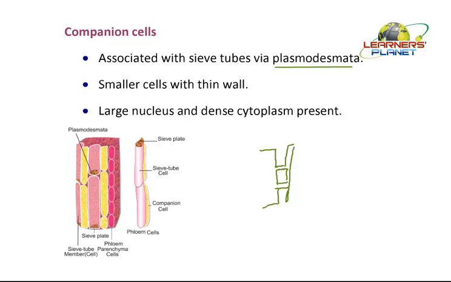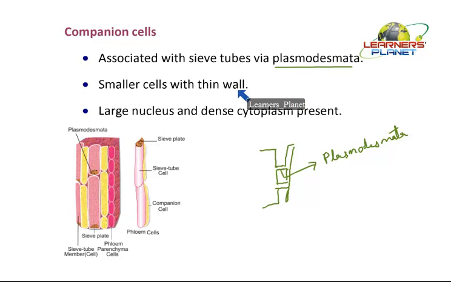But it is not connected completely, it is not dissolved, it is just connected. How? It is because of the presence of these junctions, which we call plasmodesmata. So they are able to transfer cytoplasmic material and control the material present inside the sieve tubes. Now these companion cells are smaller cells with a thin wall, and this thin wall gives them the advantage to intercommunicate with the sieve tubes in a better way.